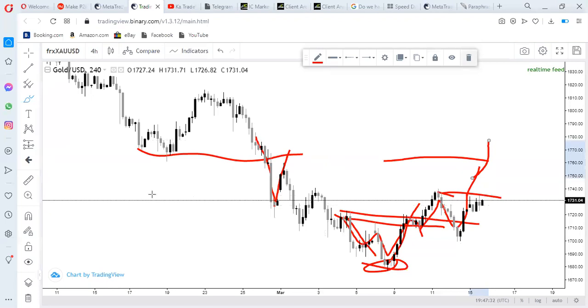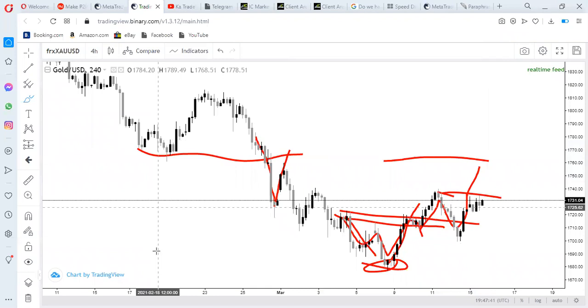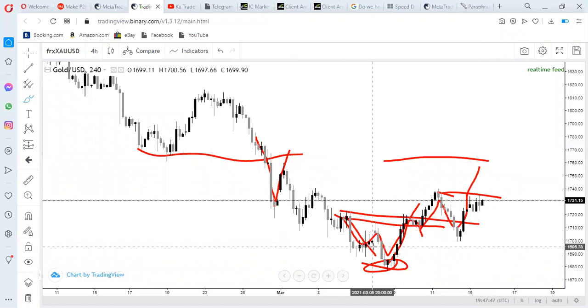So if you are reading the naked chart, you will clearly see what is actually going on in the market, rather than using indicators.